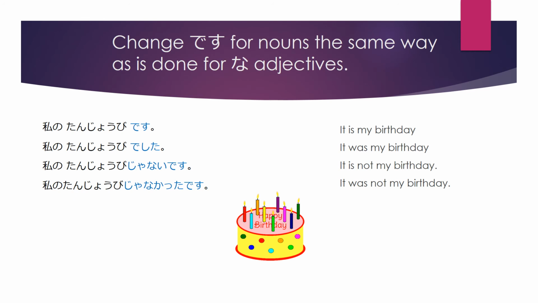Nouns work like na adjectives. The desu changes if we want to say it is, it isn't, it was, it wasn't. So, watashi no tanjoubi desu means it is my birthday. Desu means is. Watashi no tanjoubi deshita, it was my birthday. Deshita is was. Watashi no tanjoubi janai desu, it is not my birthday. And watashi no tanjoubi janakatta desu, it was not my birthday.